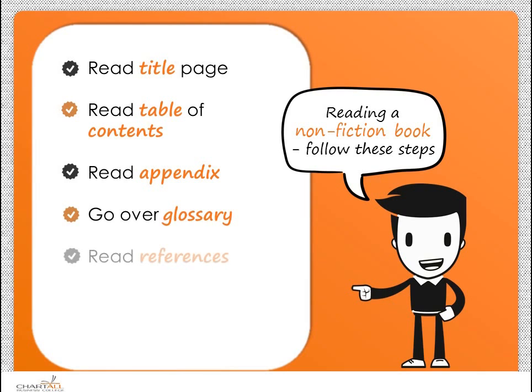Read the references. This is the list of the other books and resources that the author used to write the information in the book. Read the index. This is a list of keywords and a page number so that you can look up specific keywords in the book.